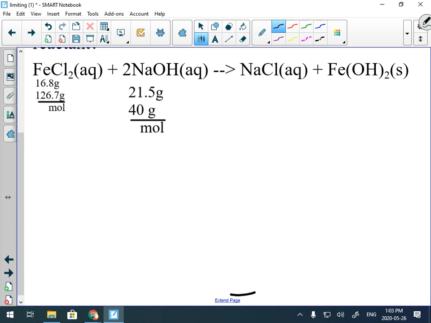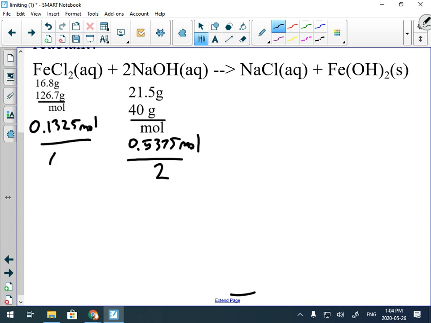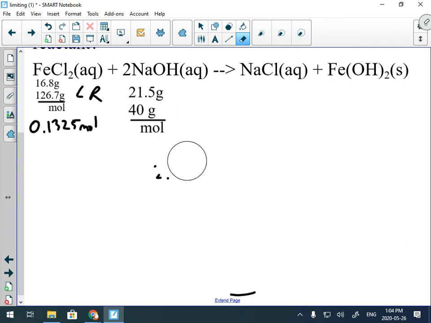First step is to find the number of moles. So mass divided by molar mass. I get here 0.1325, and 21.5 divided by 40, I get 0.5375. Okay, now I'm pretty sure if I was to divide this by 2 and this by 1, what do you think the smallest number of moles will be? It's going to be this one, right? This is going to be around 0.2, and that's going to be a bigger number. So that is my limiting reagent.